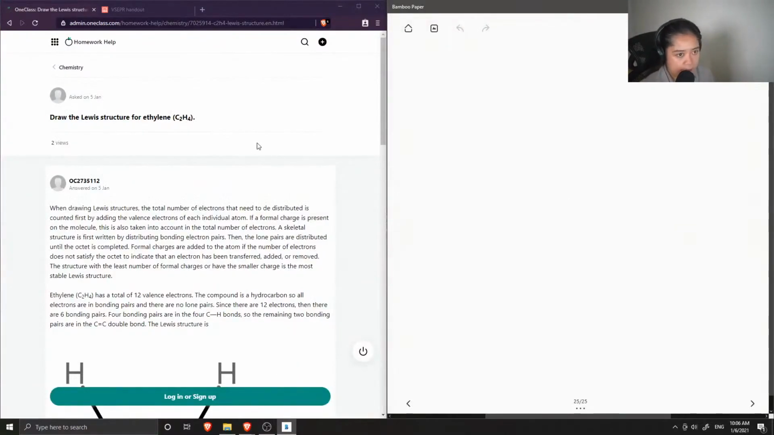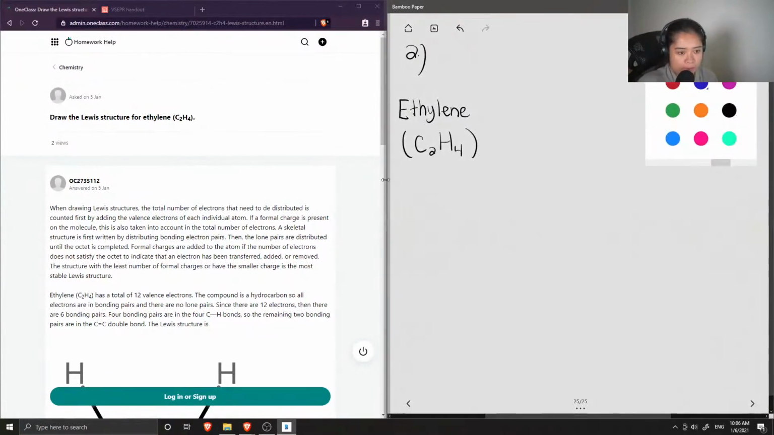Okay, so question two is to draw the Lewis structure for ethylene. And ethylene is C2H4. So first, let's find out the total valence electrons for this molecule.